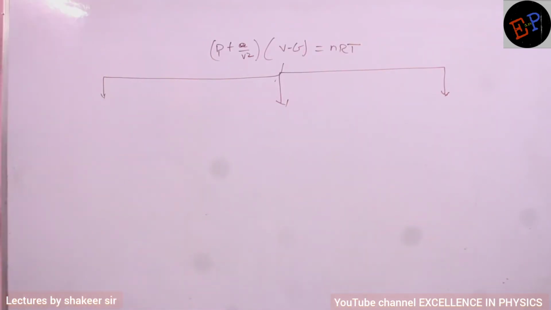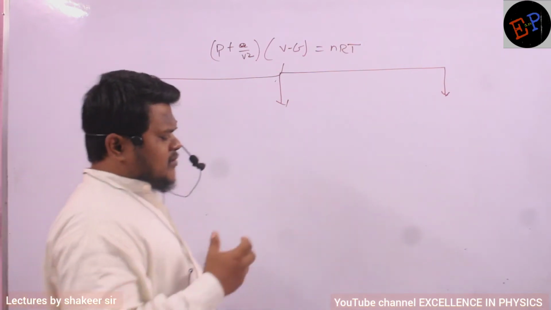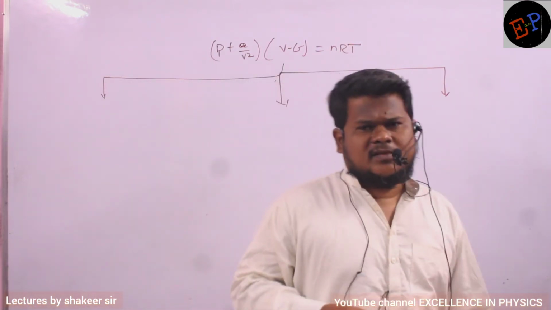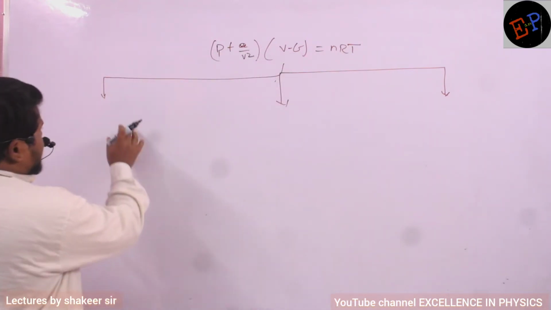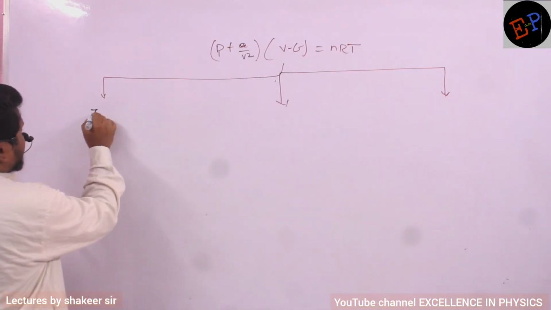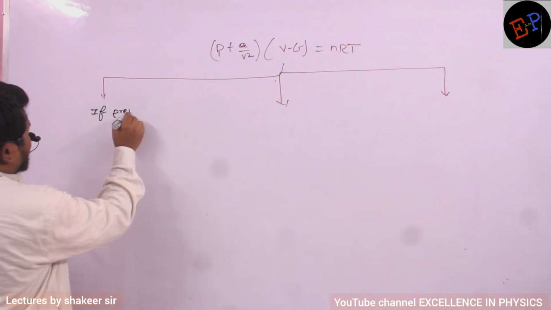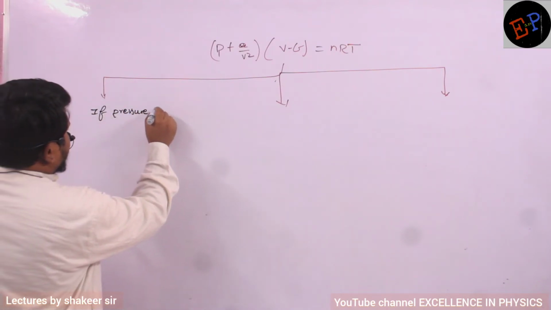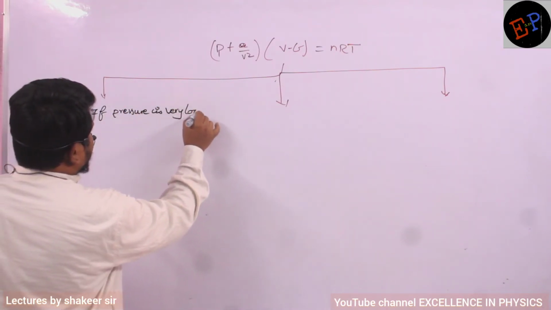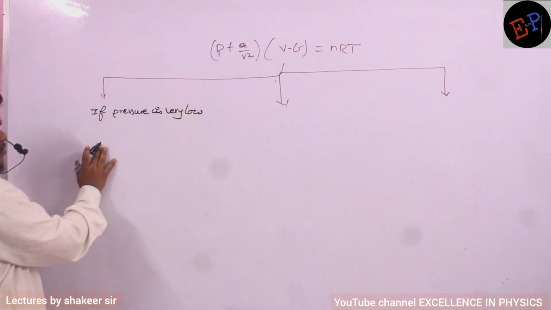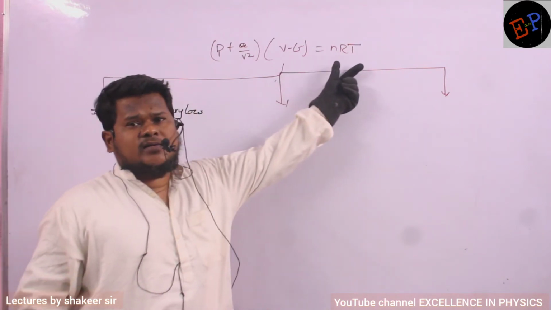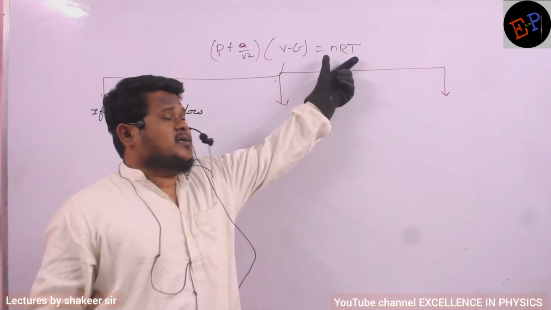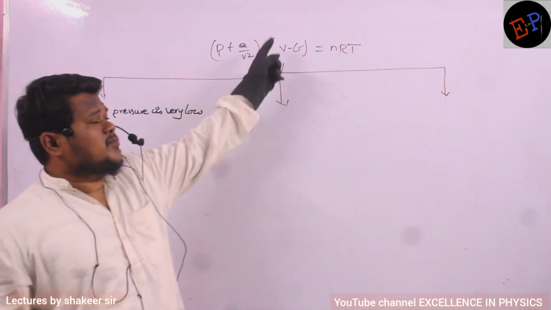Now let us see what are the different cases we can study in the case of this real gas of Van der Waals. So the first case which we study is if pressure is very low. If pressure is very low, then volume should be very large, because nRT is a constant. If pressure is very low, volume should be very large.